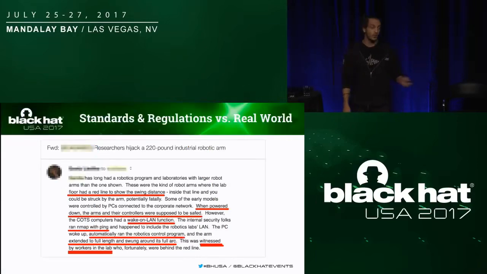This mail was a follow-up to our report, and a researcher described an incident where they were running a security scan of the network, just a normal nmap ping scan, and one of the packets happened to wake up the PC that was controlling the robot. The robot started swinging at full speed, and the only physical safeguard that was there, well, was just a red line drawn on the floor.